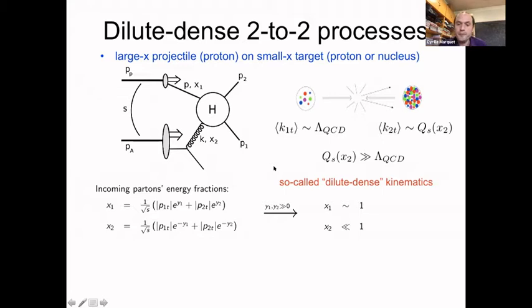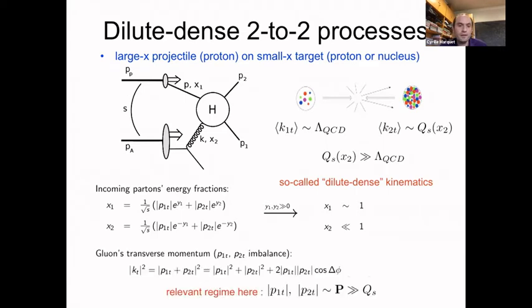And another consequence of this asymmetry is the fact that the typical transverse momentum of the partons in the dilute projectile will be of order Lambda QCD, while the typical transverse momentum of the partons in the target will be of order Qs of the target. The smaller is x2, the bigger is Qs, the bigger is this mismatch between kT2 average and kT1 average. And so that gives you at least a parameter which you can take small in theory, and you can neglect transverse momentum on one side, but not neglect it on the other side.